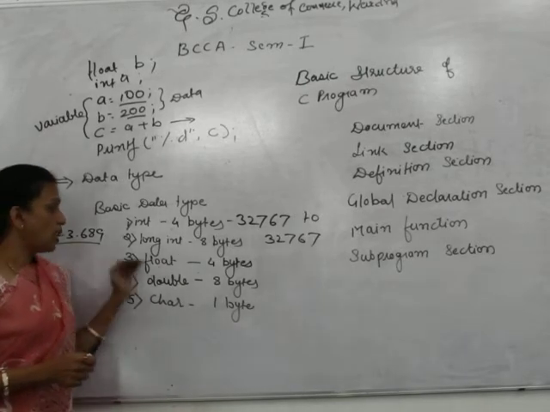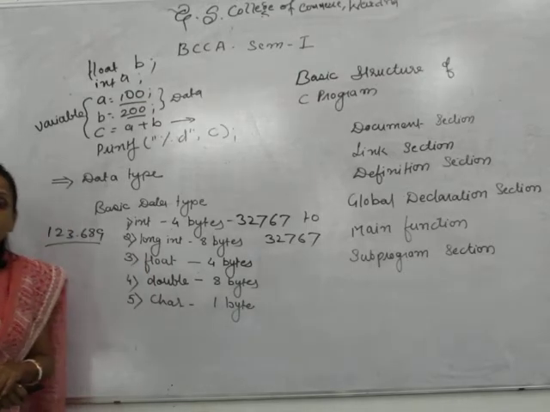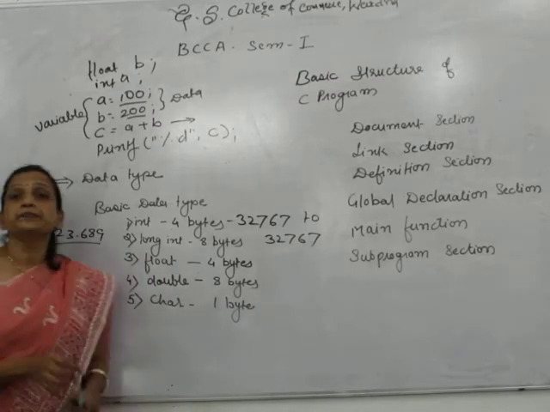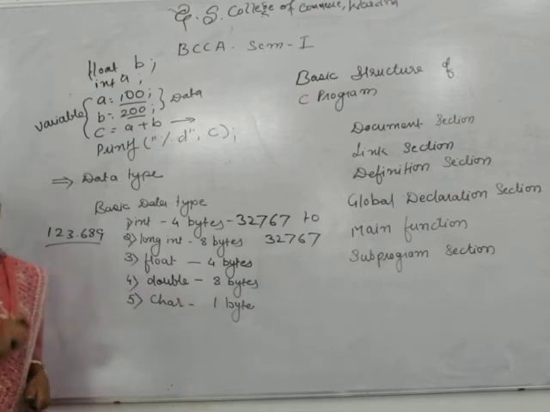Okay, so how much space is occupied by a float value? So it occupies 4 bytes in a memory location.